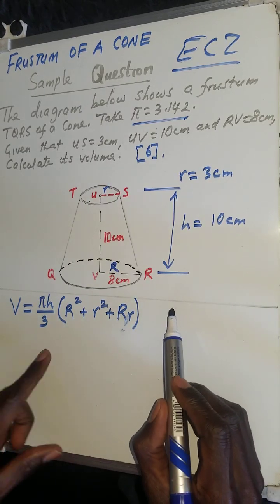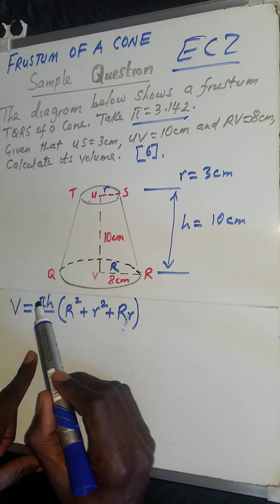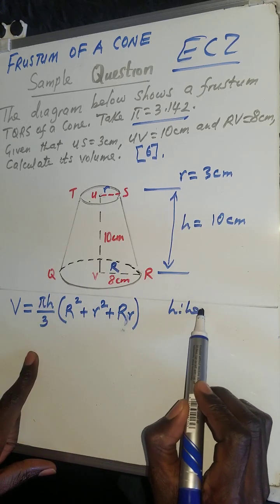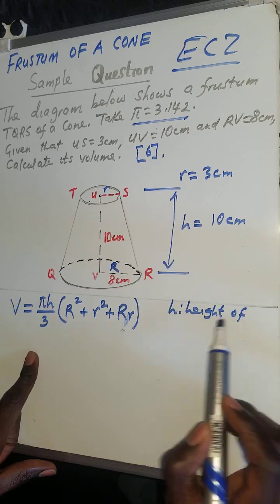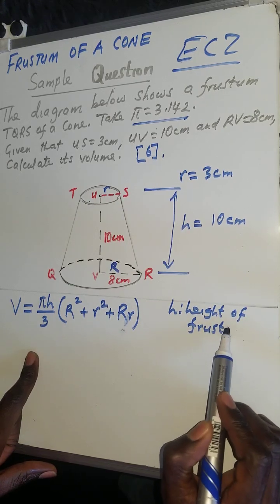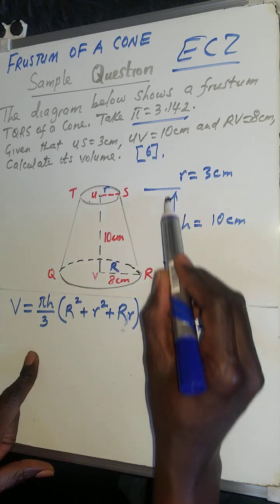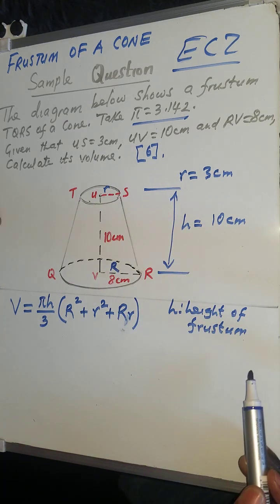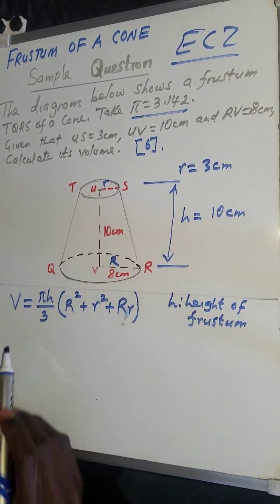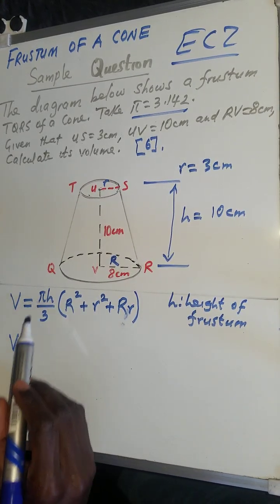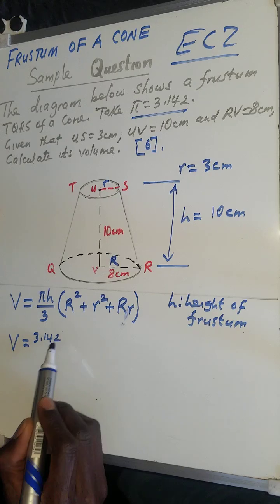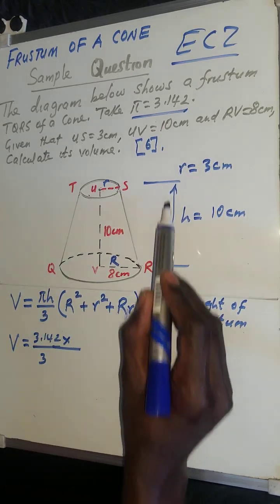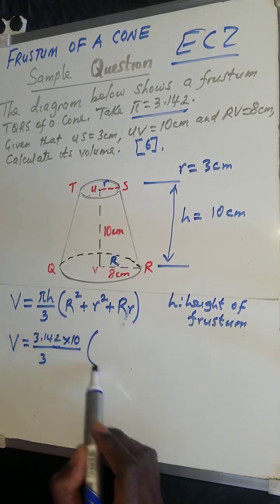In this case our pi has been given, and remember the height h simply represents the height of the frustum. You don't need to start finding the height, you just take the height of the frustum that you have been given. So let's replace and see what the volume of the frustum is. Our pi is 3.142 over 3, multiplied by the height, which in this case is 10, open bracket.